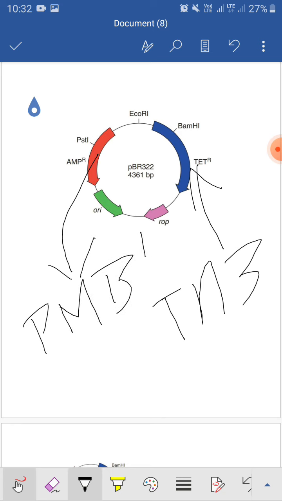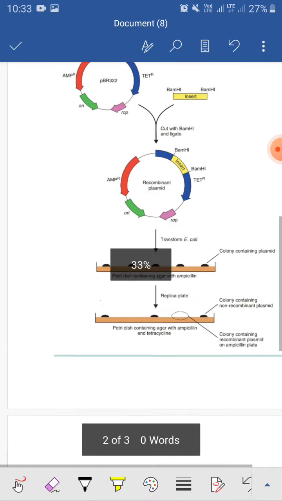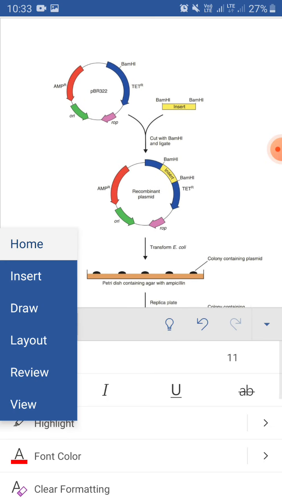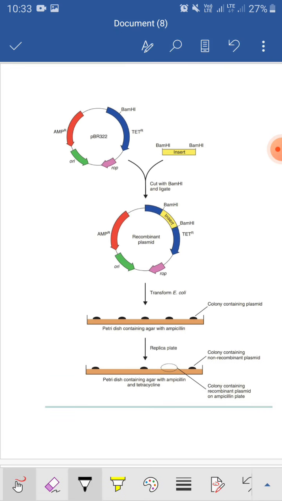This is the tetracycline, and these are their sources. If I move to the next slide, here is how you can insert your gene of interest within a pBR322 plasmid, and how you can select the transformed plasmid. Here is the structure of pBR322, and this is your target site.